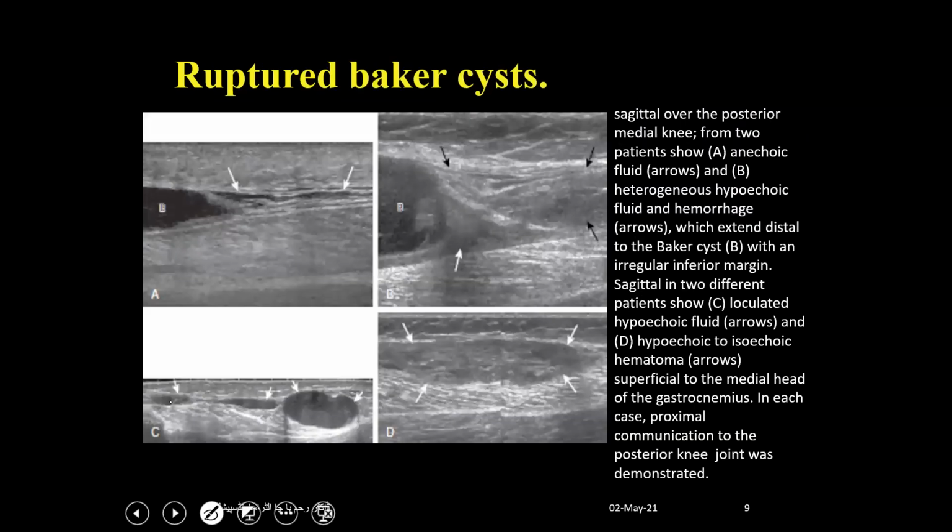Here you can see this is the limit of the Baker cyst. Fluid could be appreciated over here. And the same way, this is the limit of the Baker cyst, but fluid could be appreciated in this region as well. And again, this is the limit of the Baker cyst, but some of the complex fluid will be appreciated over here. And the same way like this.